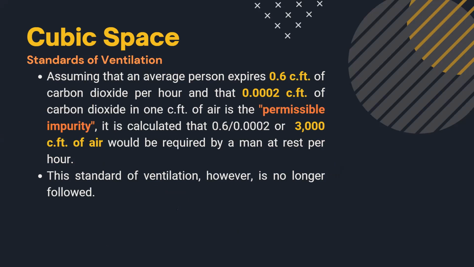Assuming that an average person expires 0.6 cubic feet of carbon dioxide per hour and that 0.0002 cubic feet of carbon dioxide in 1 cubic foot of air is the permissible impurity, it is calculated that 0.6 divided by 0.0002, or 3,000 cubic feet of air, would be required by a man at rest per hour. This standard of ventilation, however, is no longer followed.